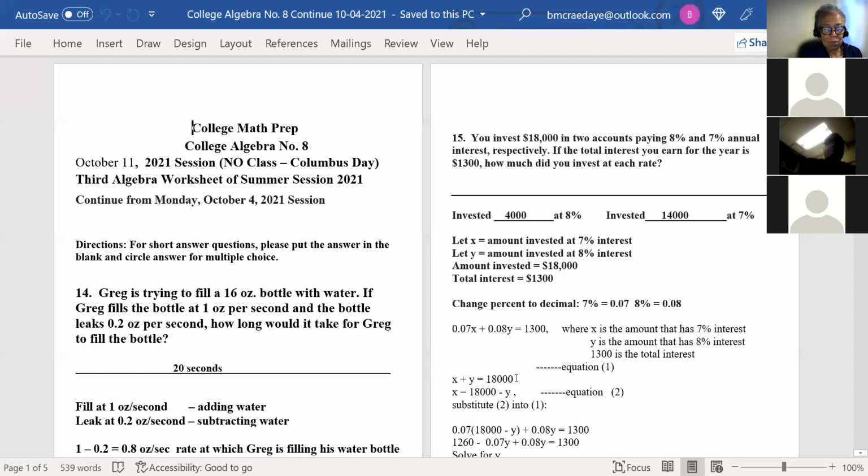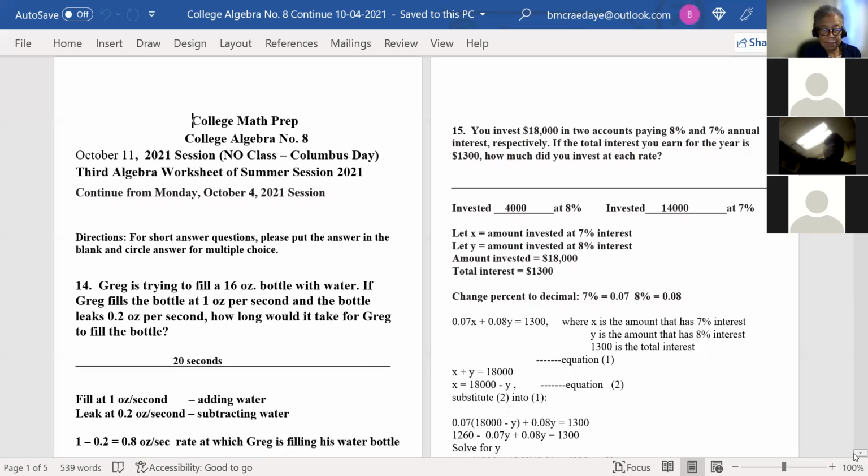That's subtracting Y from both sides. So X would be 18,000 minus Y. And then we can substitute that equation into equation 1, and that way we'll have one unknown. So for X, we put 18,000 minus Y, and that's plus 0.08Y. Now we have one unknown and we can solve it.